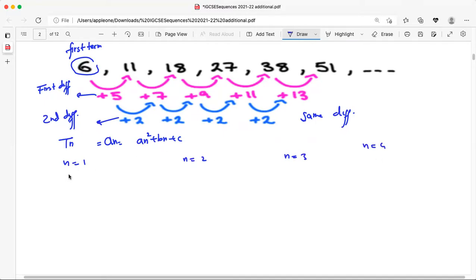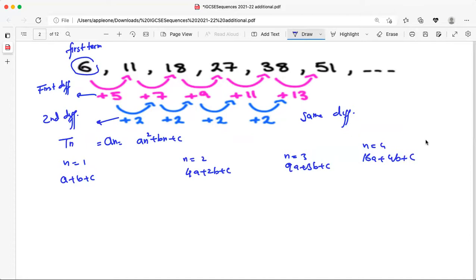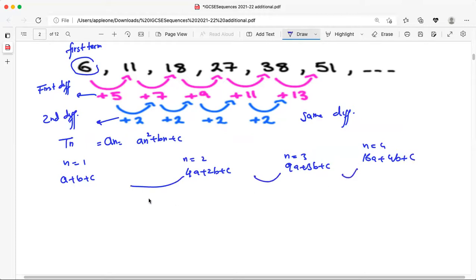If n is equal to 1 is replaced there, we get a plus b plus c. If n is equal to 2, 4a plus 2b plus c. If n is 3, 9a plus 3b plus c. If n is 4, 16a plus 4b plus c. What's the difference here? It's called the first difference. Difference of these two is 3a plus b. Difference of these two is 5a plus b. Difference of these is 7a plus b.